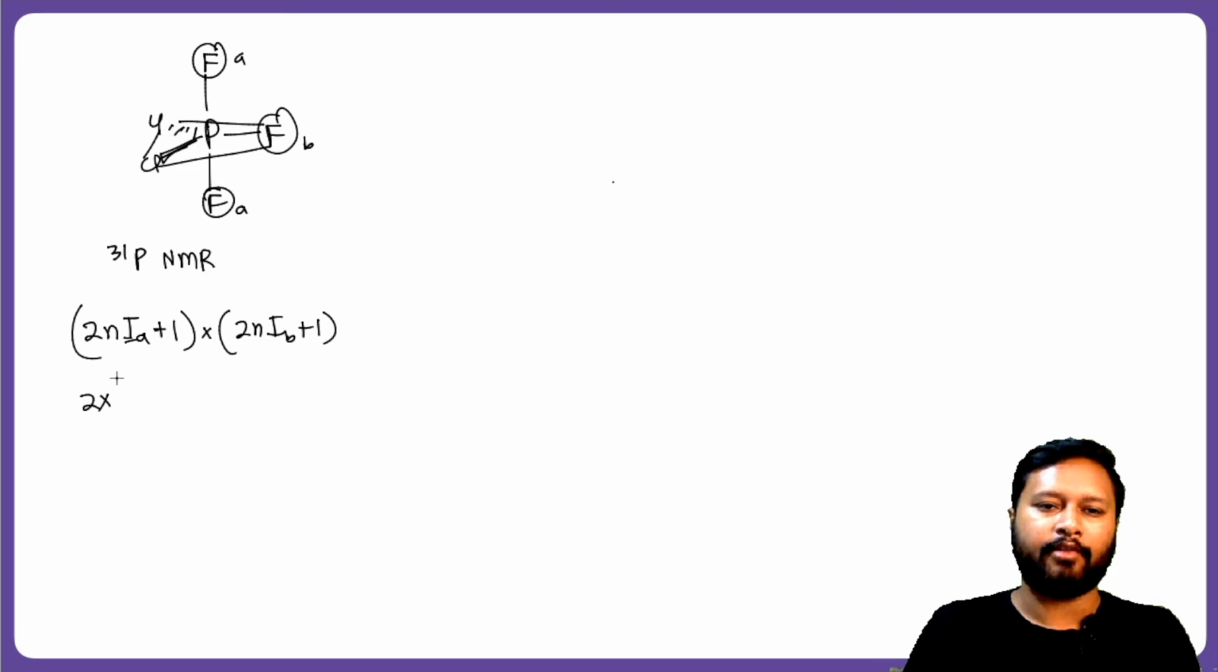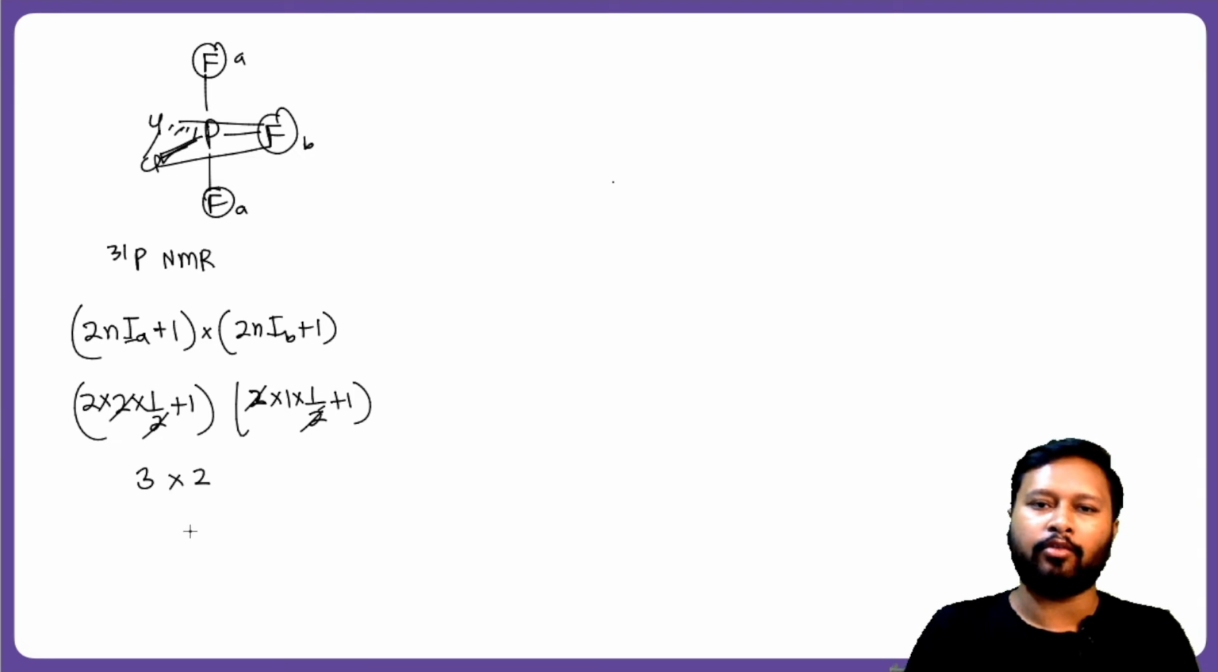So the answer will be, how many fluorine are there of type A? There are 2 fluorines of type A. So 2 into 2 into half plus 1. And how many fluorine are of type B? We have just one of them. So 2 into 1 into half plus 1. So you will find out that you basically have 3 multiplied by 2. So you will have a total of 6 lines in total.